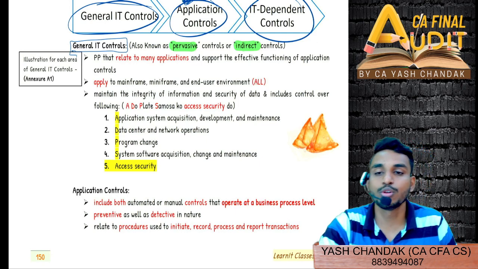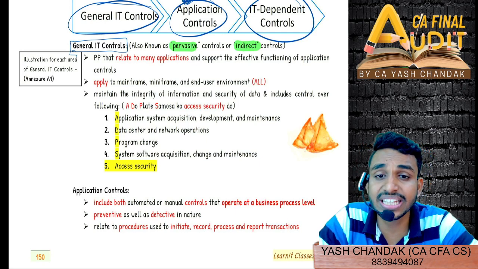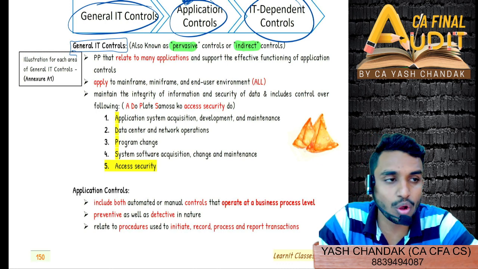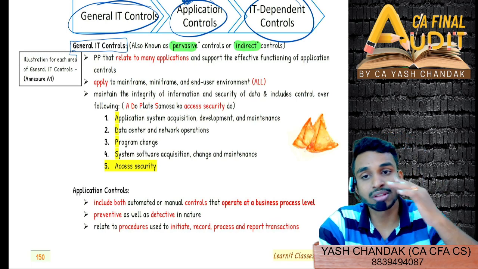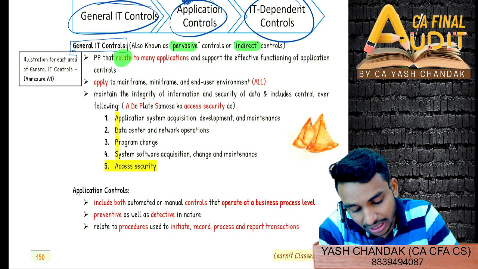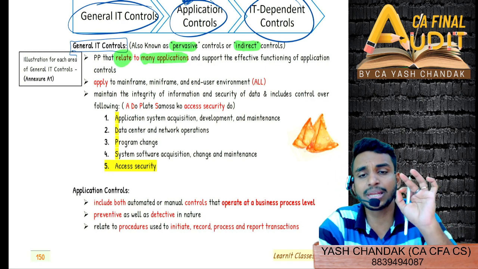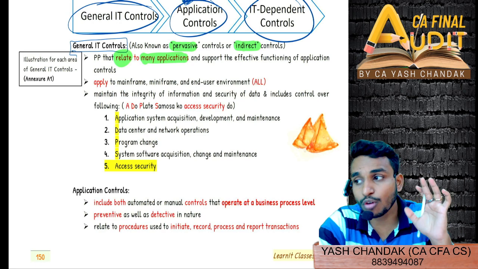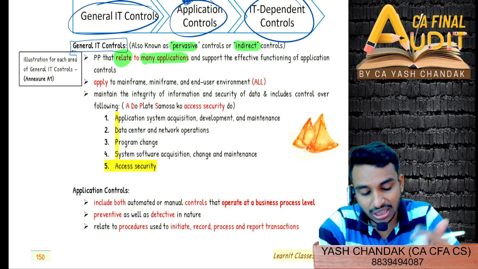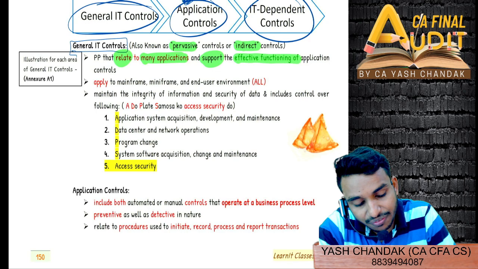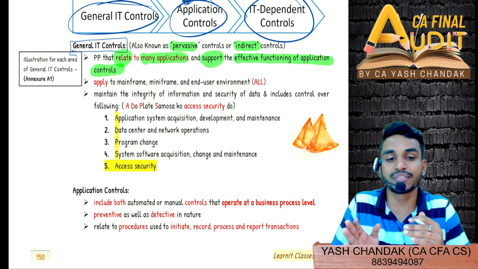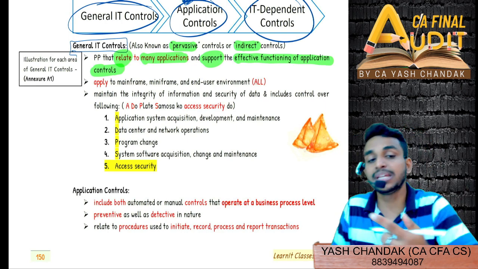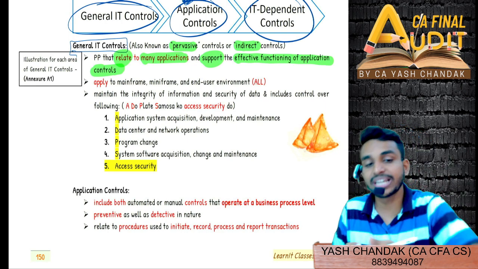So general IT controls, you will find that these are implemented entity wide. Overall entity wide, there are certain policies and procedures, and these are not application specific. In fact, they support all other applications. That is not one application specific. They are required for all the applications, and in fact support the effective functioning of application controls. Application controls, you will feel, are application specific. These controls apply to that application only and will support the functioning of that application only.